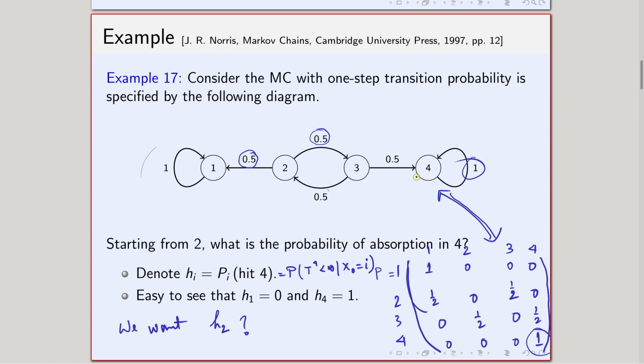Now the next point is very simple from here. First point is H1. What is H1? Starting from 1, what is the probability of hitting 4? What is the probability of hitting 4 in finite time?